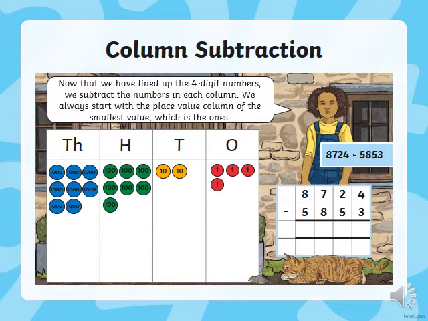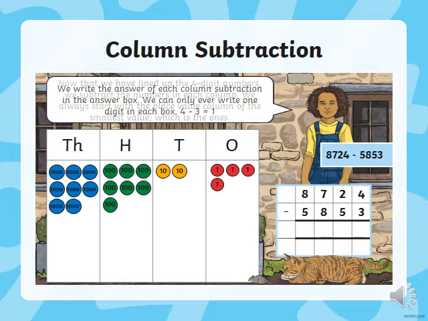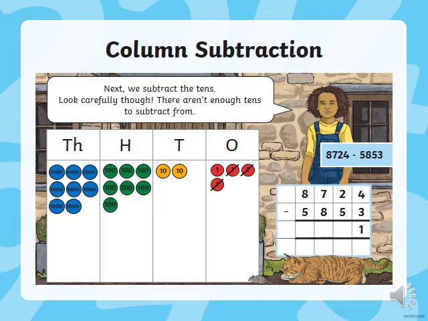So we're going to start off with our 1s because that's our smallest value. So we've got 4 1s, we're going to take 3 of them away. 1, 2, 3. You can see we've got 1 left, and we write that in the correct column on our column subtraction. We're now going to move over to the 10s. So you can see we've got 2 10s, but we want to subtract 5, so there's not actually enough.